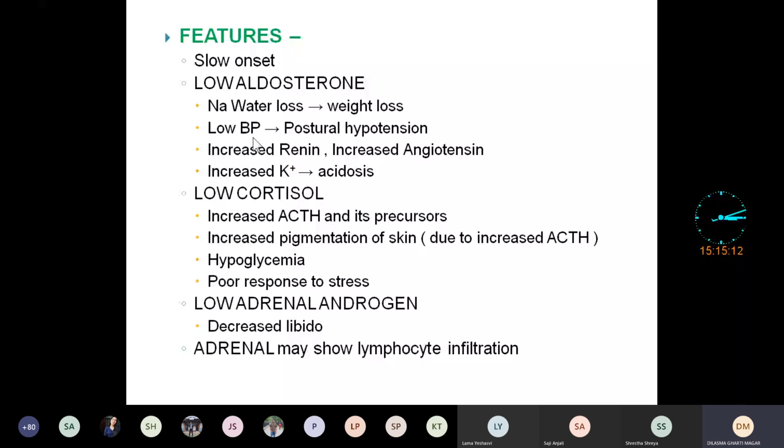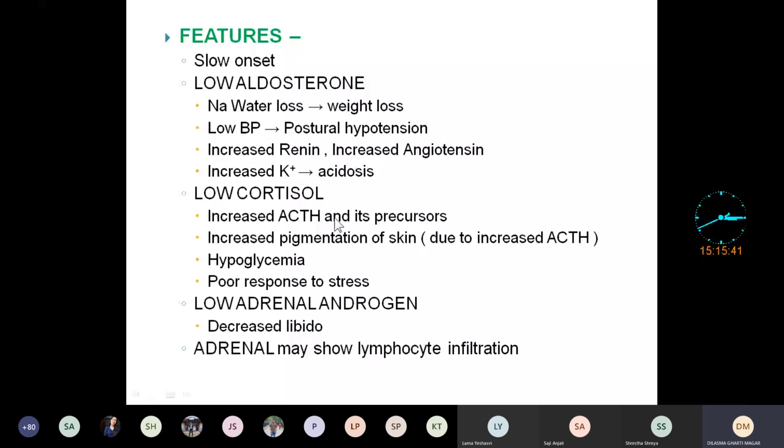Now this low blood pressure or postural hypotension will lead to low perfusion in the kidney. That's why it releases increased renin, and then increased angiotensin will be there, and increased potassium will be there. Since sodium absorption is not there, definitely potassium will be increased, so that will lead to acidosis. Now coming to the low cortisol, there is increased ACTH and its precursors.